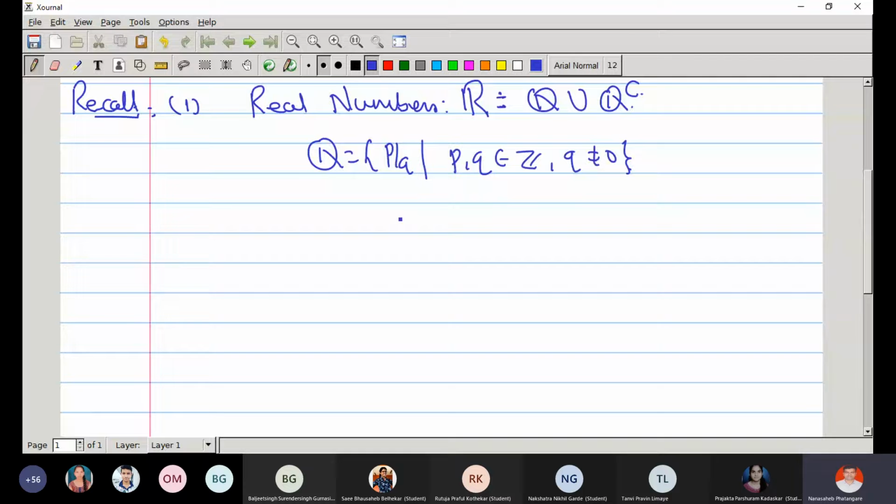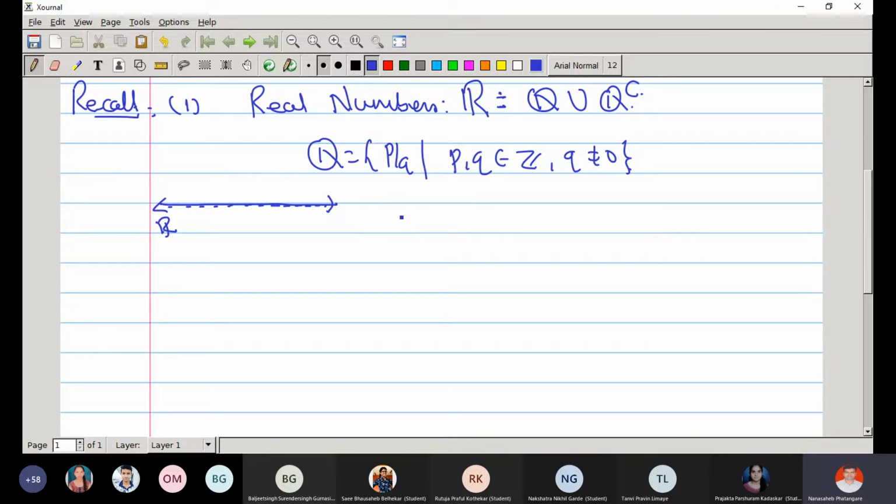And how did people come to know about this? See, as I told you before, initially people had natural numbers, then integers, and then they found that rational numbers are there. And people believed that rational numbers are sufficient, that they will fill up the real line completely. People believed this.